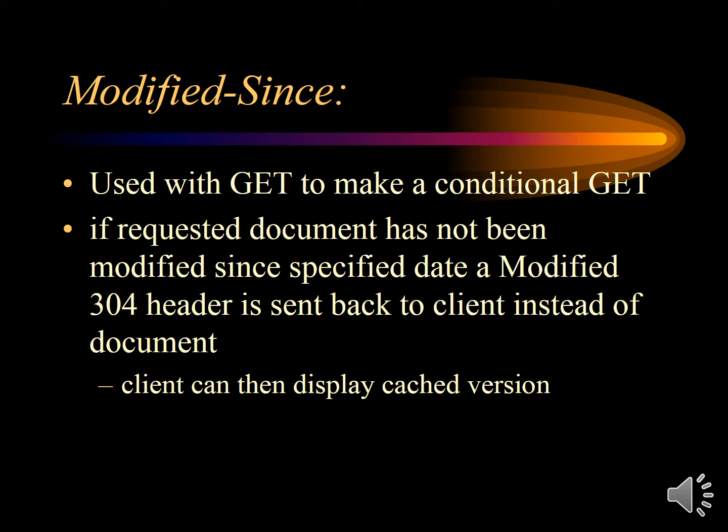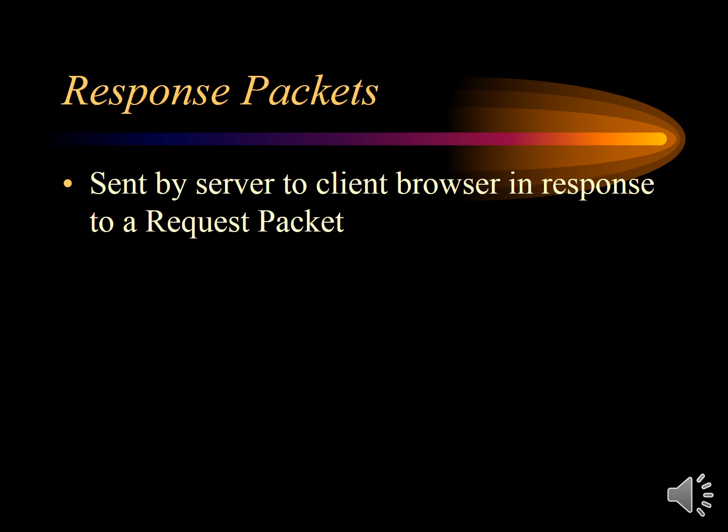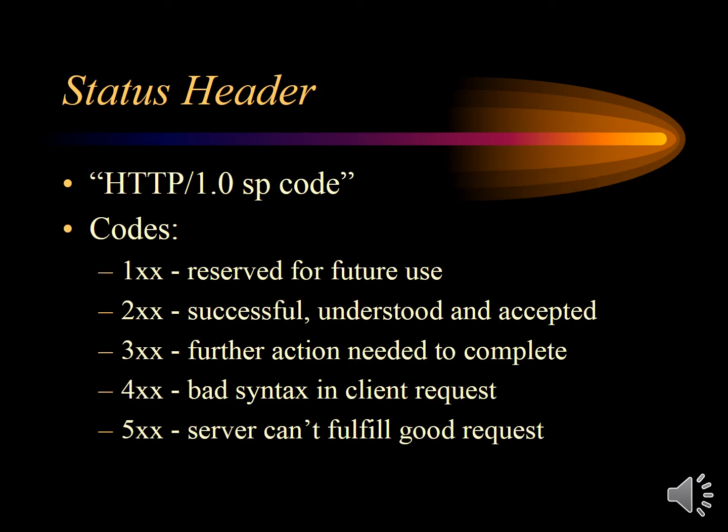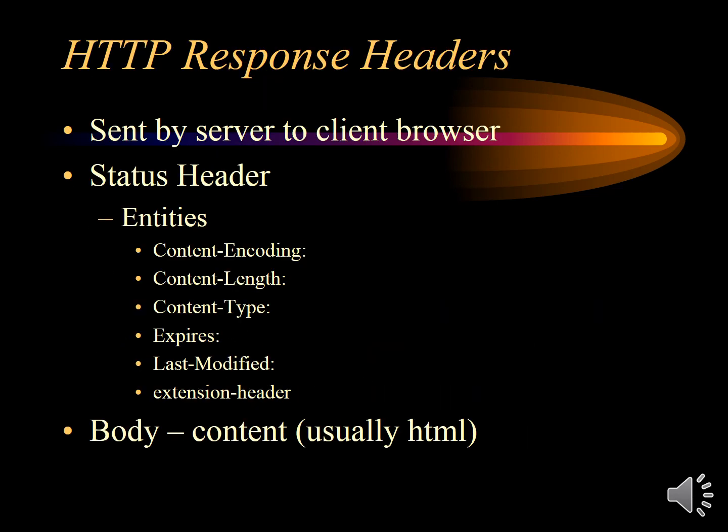A client can then display a cached copy. The response packet is sent by the server to the client browser in response to a request packet. The status header is HTTP 1.0 with a status code. Codes are 1xx, 2xx, 3xx, 4xx. 2xx means successful, understood and accepted. 3xx means further action needed to complete. 4xx means bad syntax in the client request. 5xx means the server cannot fulfill the request.